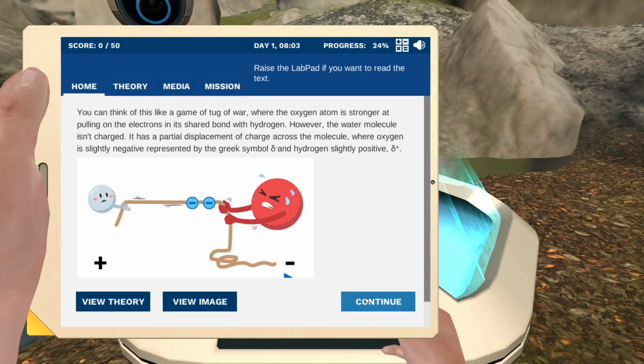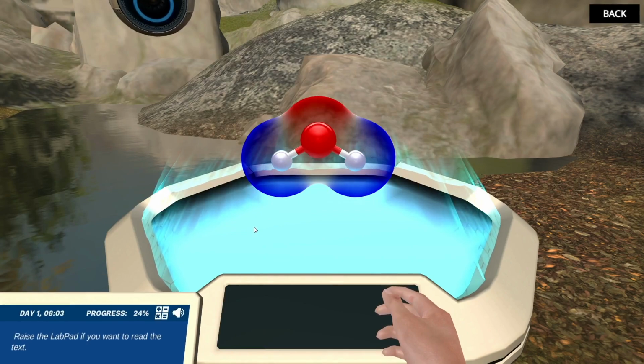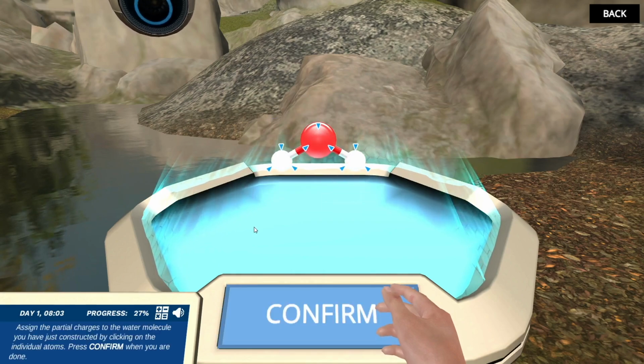It has a partial displacement of charge across the molecule, where oxygen is slightly negative, represented by the Greek symbol delta negative, and hydrogen slightly positive, delta positive. Assign the partial charges to the water molecule you have just constructed by clicking on the individual atoms. Press confirm when you are done.